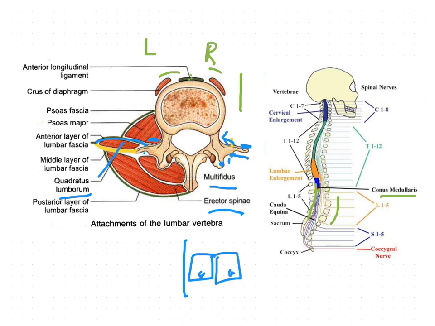Okay, so these are all the attachments of the transverse processes. Mainly they give attachment to the fascia as well as the ligaments and muscles. Most of the muscles are getting attached to the transverse processes, and it also gives origin to the anterior layer of lumbar fascia and the middle layer of the lumbar fascia.